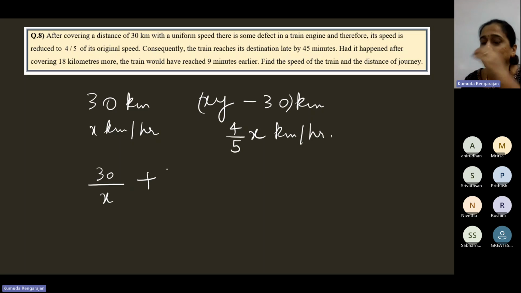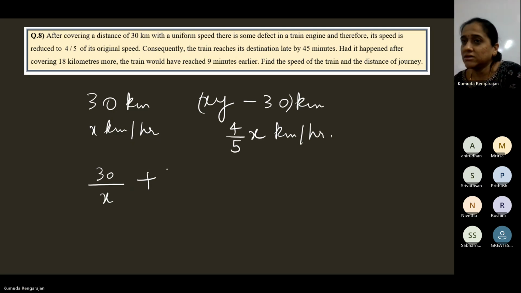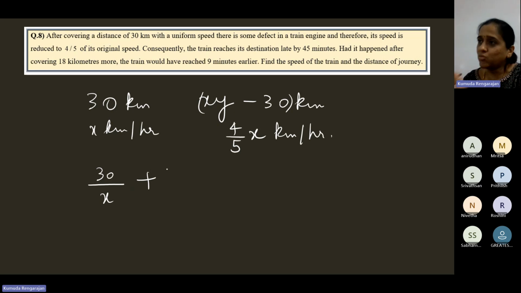So that's what I was telling you. You must first construct the equation in words. So this is your equation in words. The time taken to cover the first 30 kilometers plus the time taken to cover the remaining xy minus 30 kilometers is equal to the total time taken. The actual time taken is y hours, but it doesn't reach on time. It's late by 45 minutes. So that's the total time taken.